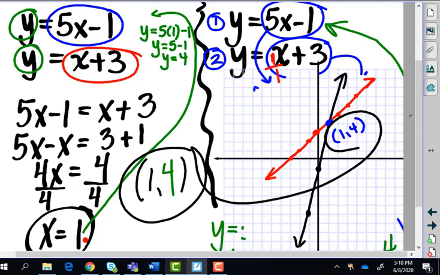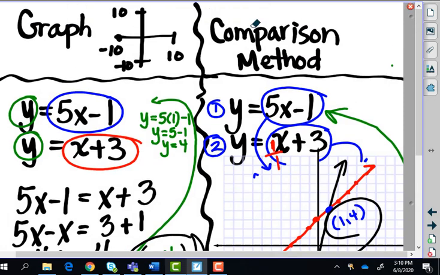So graphing method or comparison method, the pros and the cons. Graphing method, you need graph paper. That's kind of a problem for a lot of people, especially if you're home and don't have any graph paper. Graphing method only works well whenever it's exactly on the points, like (1, 4). If it had been like (1.3, 4.7), in the space of the grid, it's really hard to see. You need to do the calculation instead of trying to eyeball it.